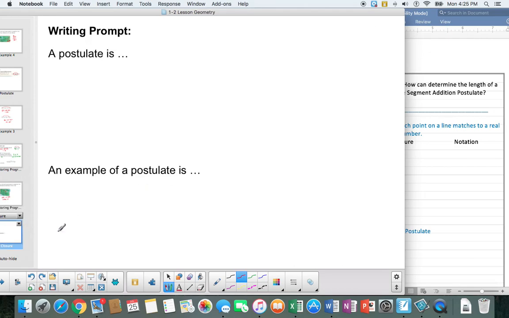This is our last slide. In this lesson, these might be some ideas for questions that you can put on the margin. Like, what is a postulate? And can you give an example of a postulate? This is the end of lesson 1.2.